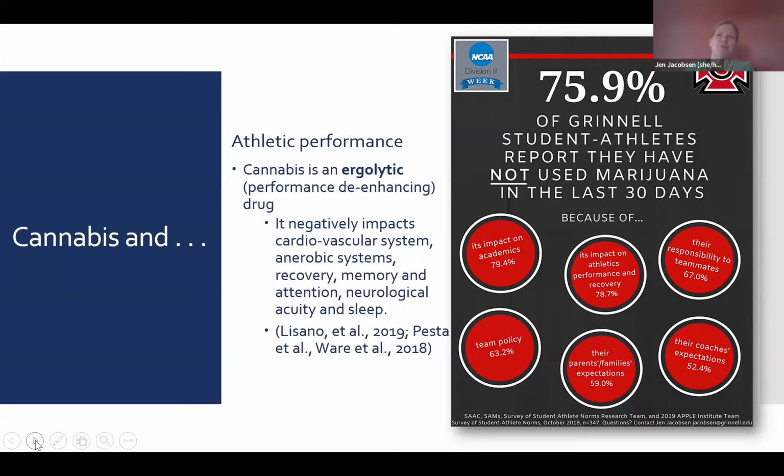And it also is great information for me as a prevention specialist and educator. I was like, wow, only half said their coaches' expectations. And then I was like, wow, I've never offered any education to our coaches. So how would our coaches know to set these expectations?